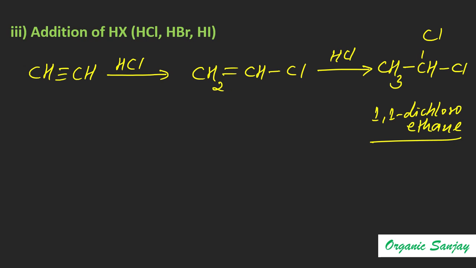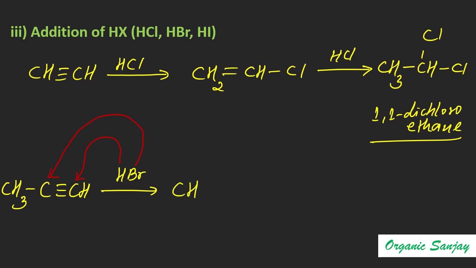Let's see one more example. Propyne, CH3 C triple bond CH, with HBr. Now I'm going to take the example of HBr. This is unsymmetrical, so here we have to follow Markovnikov's rule again. H goes to the carbon which has more hydrogens, and Br goes to the carbon which has fewer hydrogens. So now it will give CH3 CBr double bond CH2, right?